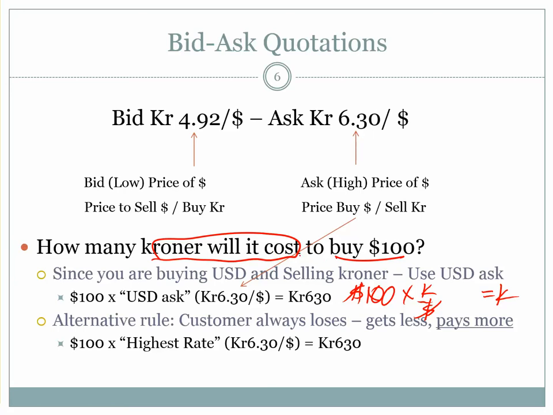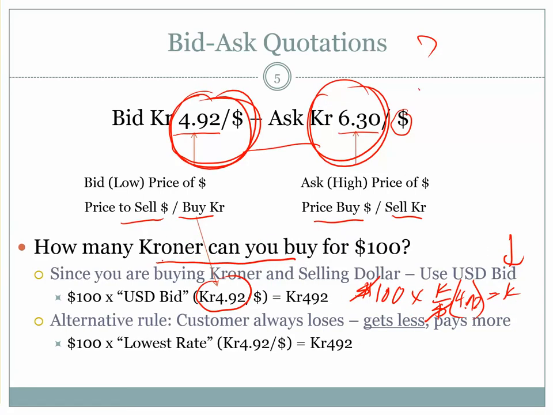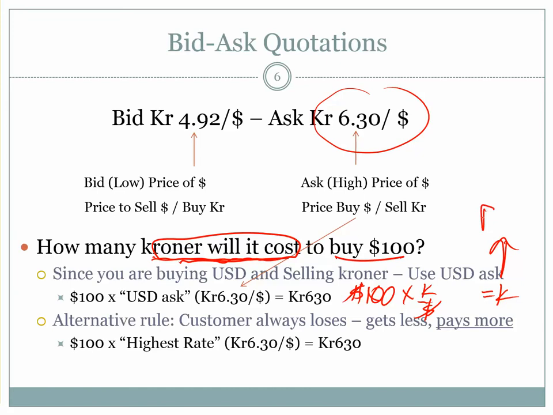Remember, we could use our understanding of bid-ask rates again and say, okay, I'm buying dollars. I will buy dollars at the high price and sell crown. So I know to use 630. But the easier way of thinking about it is, if I'm computing a cost, it's going to be high. Where in the last problem, go back a slide, I'm saying how many can I buy, how many can I receive? I'm going to receive less. But in this example, I'm going to pay more.